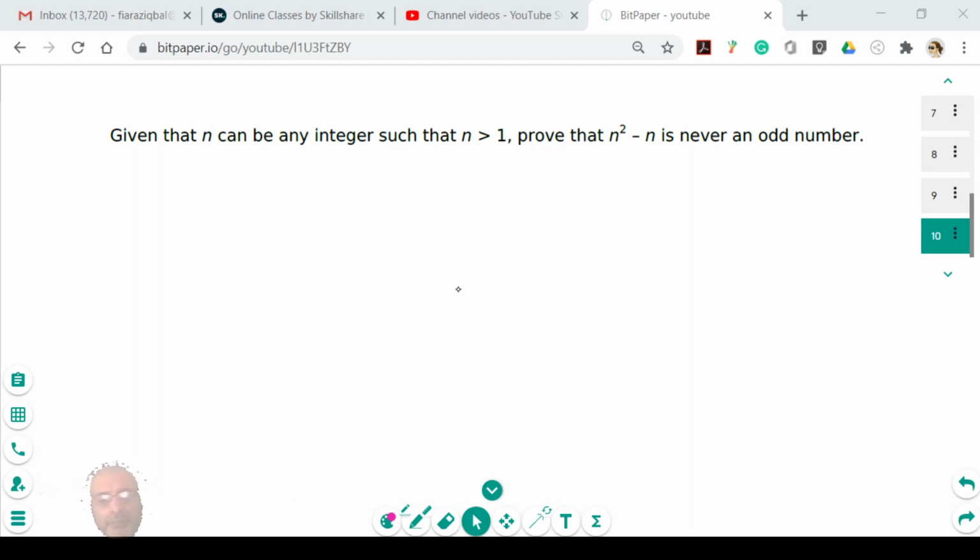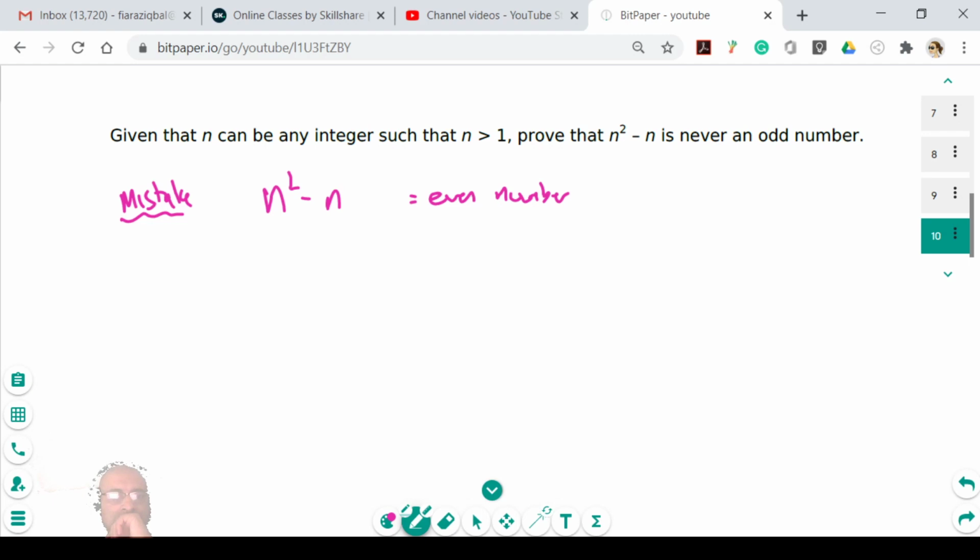All right. So, having a look at this one and what students did wrong. The first mistake to make, and it is quite common. It says for any integer n greater than 1, prove that n squared minus n is never an odd number. So it must equal an even number. Well, that kind of makes the understanding of it a little bit nicer. So n squared minus n.